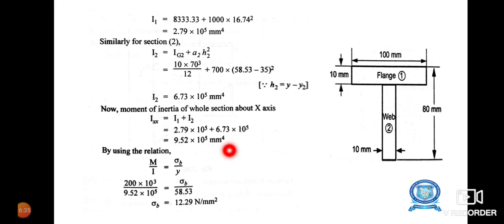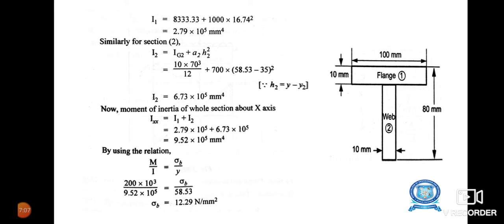Then using the relation M divided by I is equal to sigma b divided by y, we calculate the bending stress. We do cross multiplication, and all the given values are applied in this equation. We got the answer of 12.29 Newton per millimeter square. That is the bending stress.